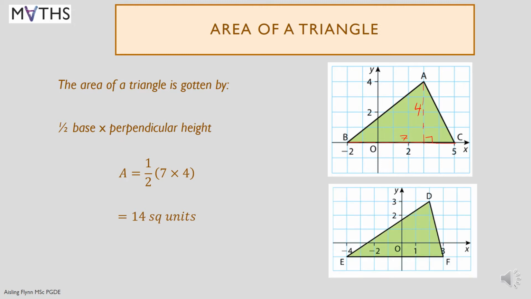Okay, and we have another triangle here. It's a bit different, but if we measure, we have 1, 2, 3, 4, 5, 6, 7 units again as the base, and the highest point D is a little bit right of the previous one, but the perpendicular height is still 4 units. So that one there will have 14 square units as its area also.